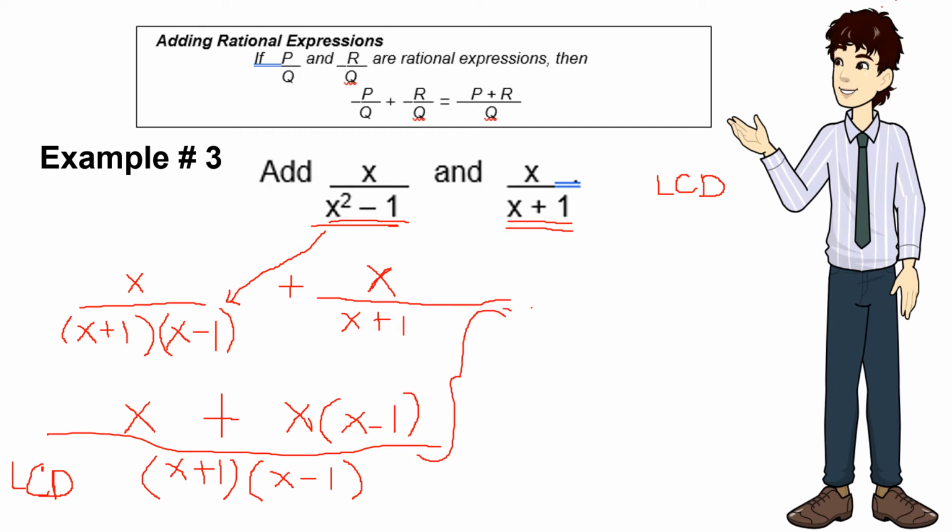So let's proceed with the result. So this becomes x plus, distribute lang natin yung ating x dito, magiging x squared minus x, all over x plus 1, copy na lang ng copy yung denominator, x plus 1 and x minus 1.